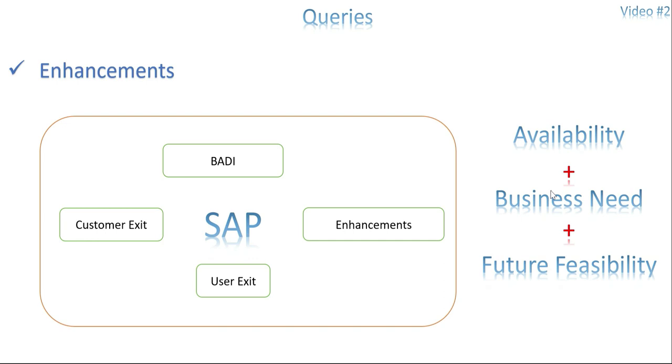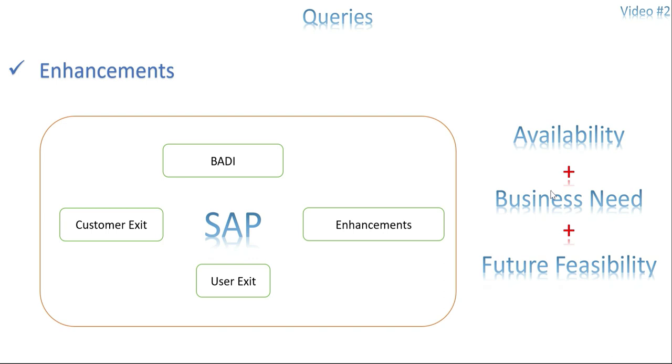Okay, so that's what I'm saying, availability of the technical one, so technical feasibility. Are we able to do this using customer exit, are we able to do this through BAdI? So that is the first thing we have to see, whether these things are available or not. Then business need: depends on the business need also, we have to pick which one is suitable for the business need.